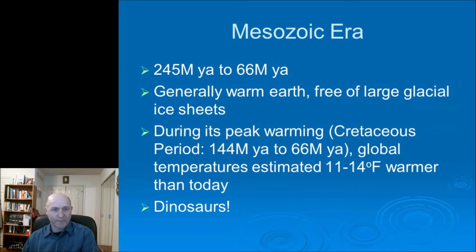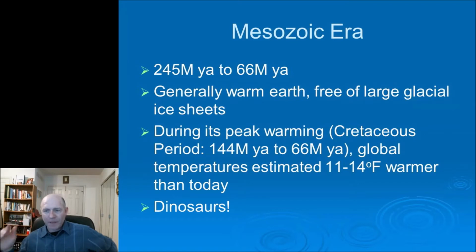So right before that time is the Mesozoic, 245 million years ago to about 66 million years ago. That's when there really wasn't much ice at all on Earth. It was generally warm. And during its peak in the Cretaceous period, global temperatures were about 11 to 14 degrees warmer than now. Okay? And that's when the dinosaurs were running all over the place. So that's a lot warmer.